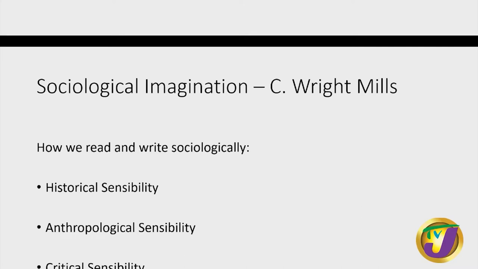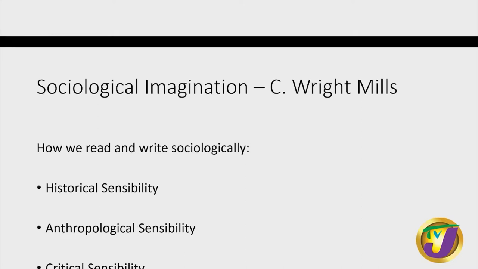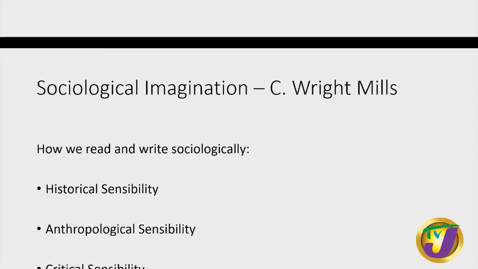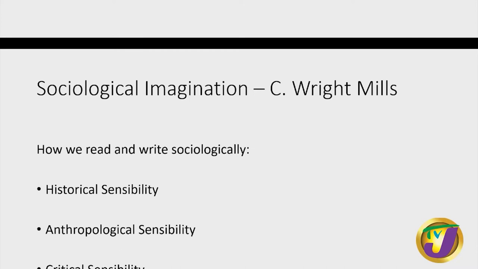So we draw on C. Wright Mills' sociological imagination. C. Wright Mills, some years ago, said that in order for us to read and write sociologically, we should have a historical sensibility, an anthropological sensibility, and a critical sensibility. What do you mean by a historical sensibility?